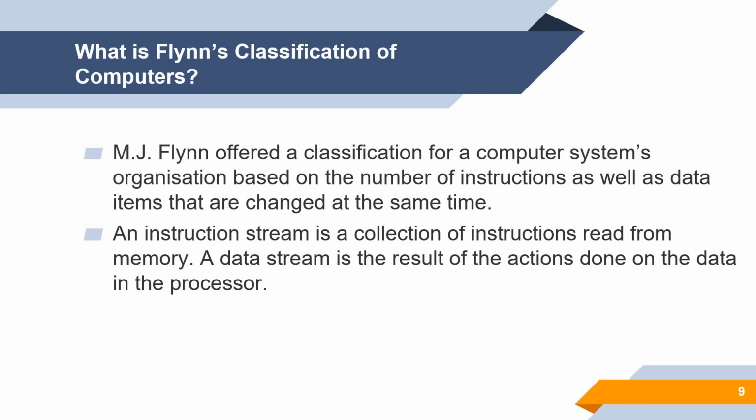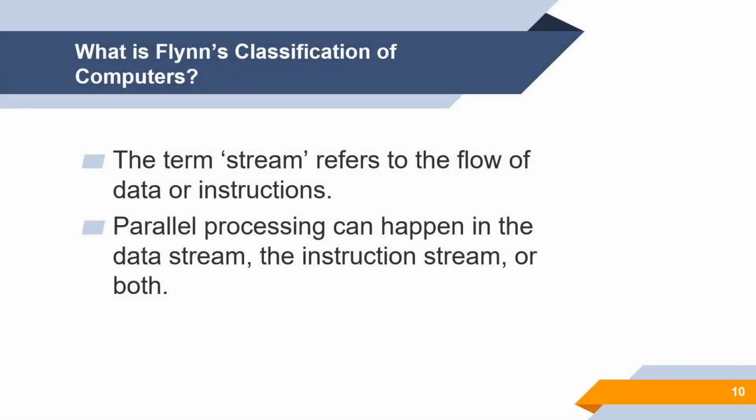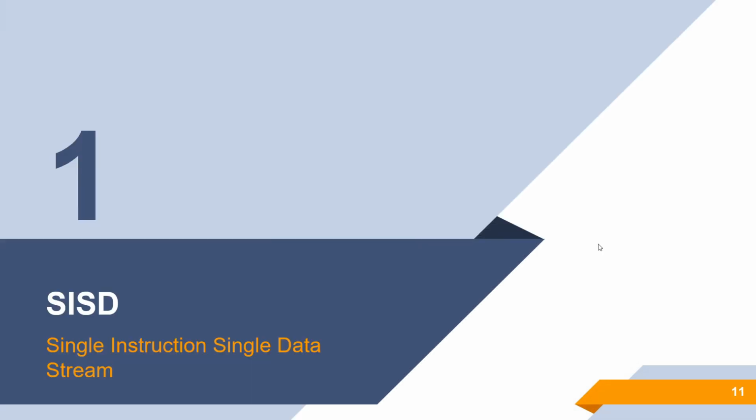An instruction stream is a collection of instructions read from memory. A data stream is the result of actions done on the data in the processor. Overall, Flynn's classification provides a useful framework for understanding the different types of computer architectures and how they process instruction and data streams. The term stream refers to the flow of data or instructions. Parallel processing can happen in the data stream, the instruction stream, or both.